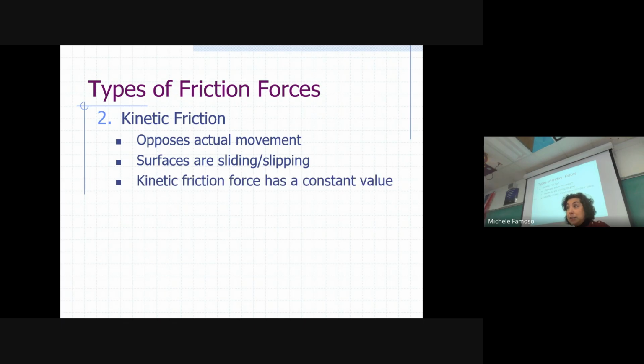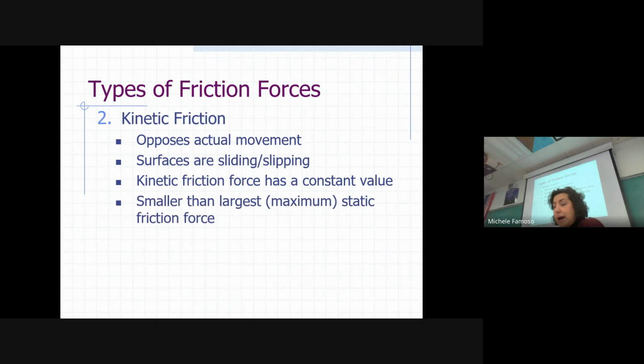Now, unlike static friction, the amount of kinetic friction you might see is always going to be one value. It's going to be a constant value for the situation. It's not going to change based upon what you're doing. So long as the surfaces slide across each other, that kinetic frictional force will be the same number. Doesn't matter how they're moving.